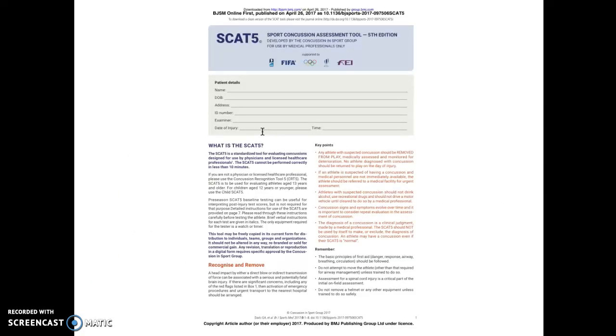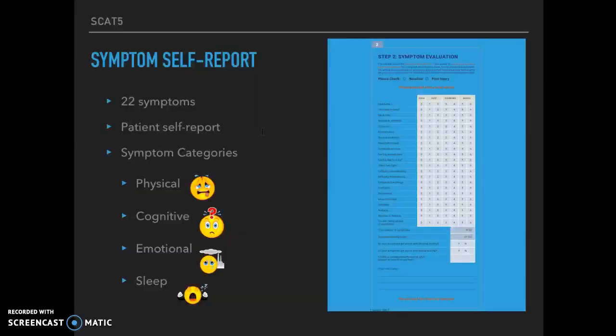Okay. Again, we want to go over a little bit about the SCAT-5. That's one of our major standardized assessments that we are using. Many of you, or if you haven't read this already, that's one of your assignments in our modules, to go ahead and read this whole thing. Some of you may have done it because you've used it already in your clinical practice. Okay, so the SCAT-5 has in it a symptom self-report, and what you have here are 22 symptoms.